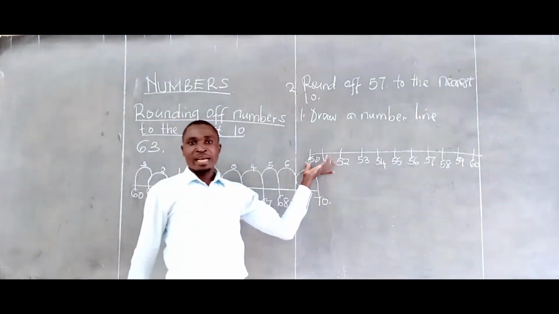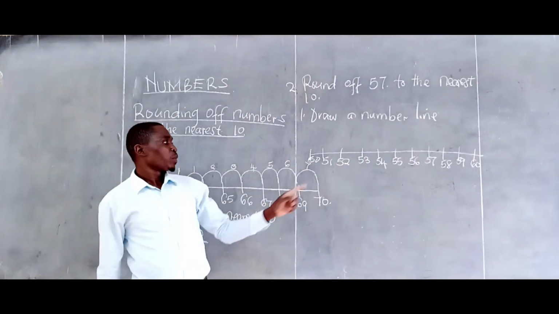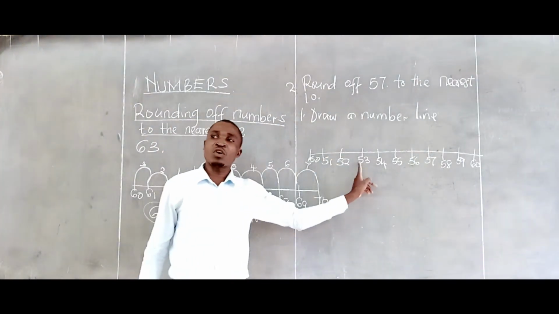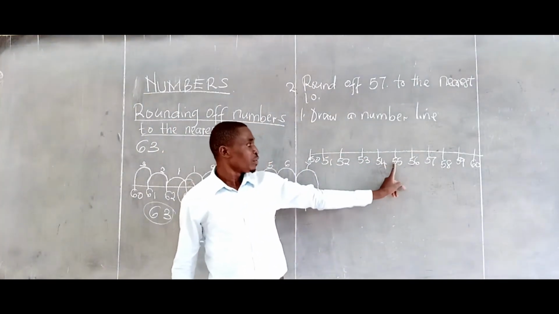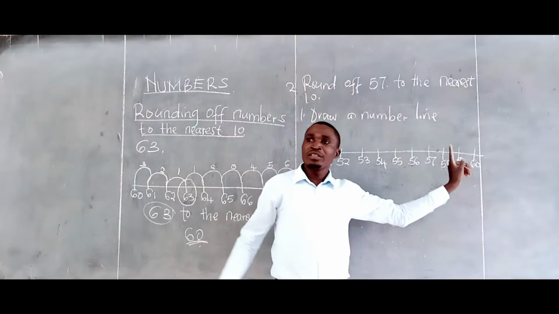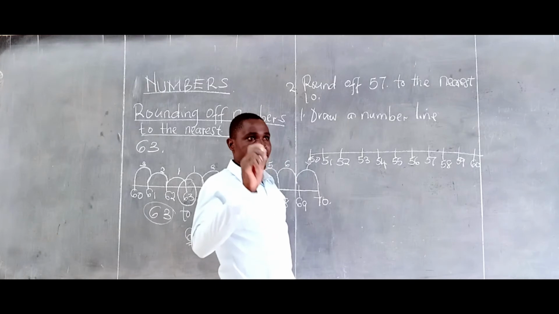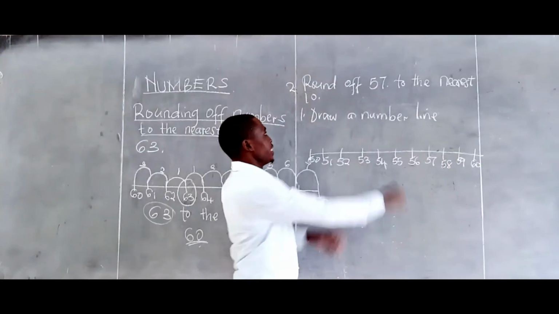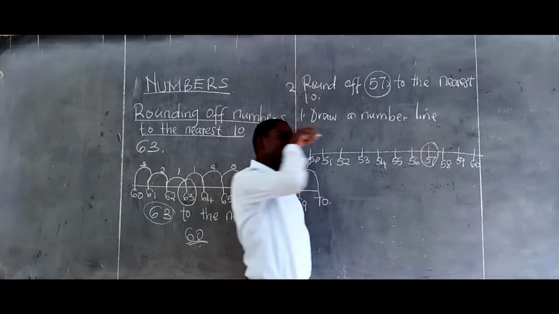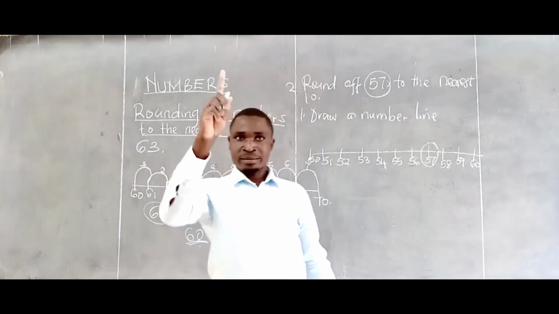Here is my number line under step 1, because it's an activity that we are doing all together. We have 51, 52, 53, 54, 55, 56, 57, 58, 59, and then 60. Our number here that we are rounding off on our question is number 57. It is here on our number line. Following the same steps that we have done in group activity 1.